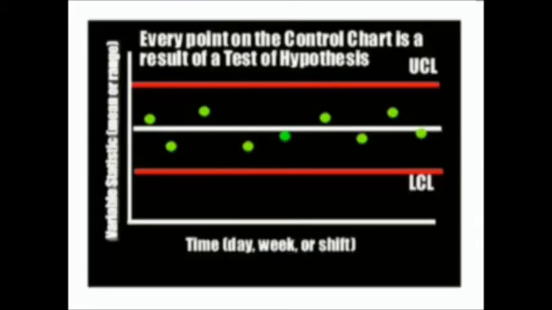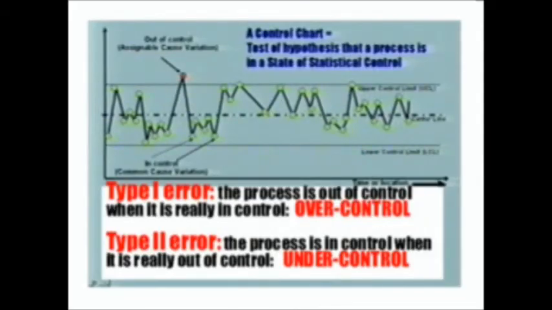A control chart is a process of a continuous test of hypothesis of the points plotted on the chart. We also mention in statistics courses that when you perform a test of hypothesis, you ought to be very careful, because you may be committing one of two common errors: the type 1 error or the type 2 error.